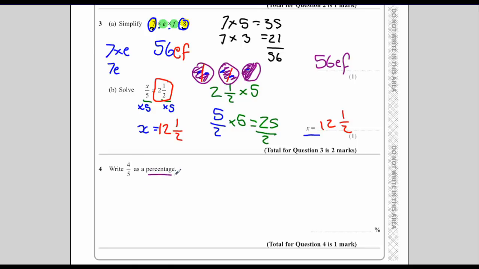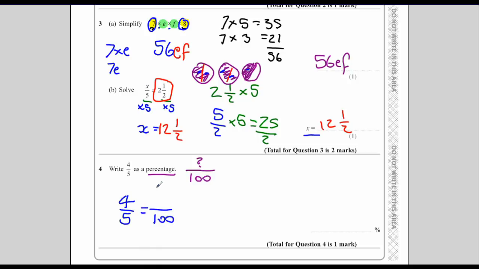Moving on. Write 4 over 5 as a percentage. Now, percent means what have you got out of 100? You might be familiar with this from test scores. Everybody wants to know the percent of something. Now 4 over 5 doesn't tell you straight away what percent it is. We have to figure it out. And the way we're going to do that is convert 4 over 5 to something out of 100.